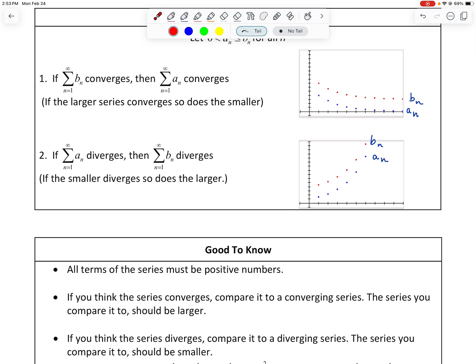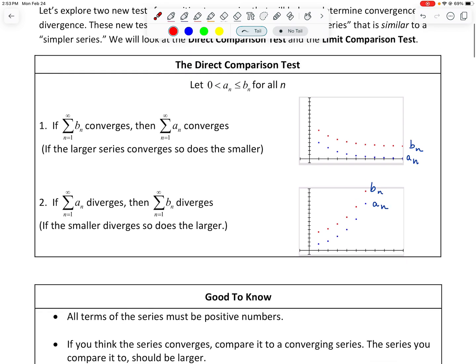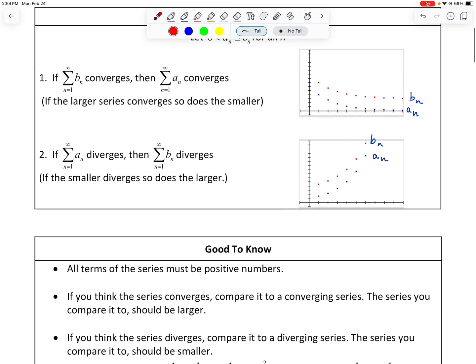And then conversely, if a sub n diverges, then b sub n diverges. Notice up here it says a sub n is smaller than b sub n for all of these, and you can see that in the diagram for each series. So if the smaller series diverges, so will the larger. If these terms are getting larger and larger, then when we add them up, the sum will just keep getting larger and larger. Then we can automatically assume that the b sub n series will be getting larger and larger as well.